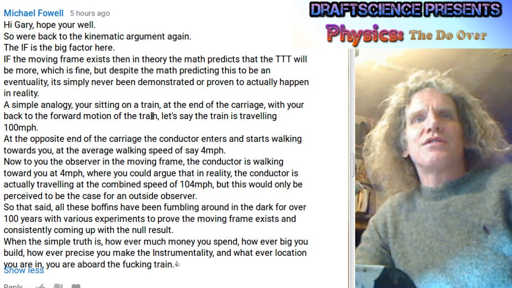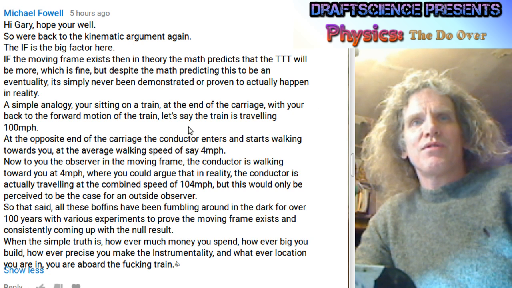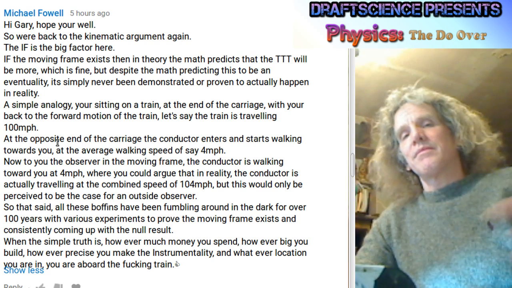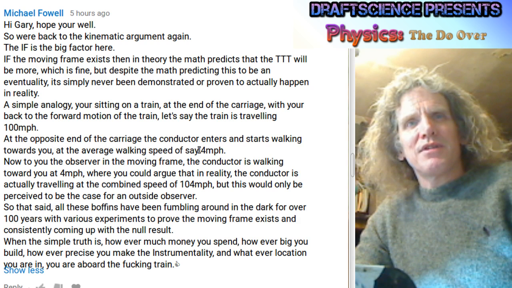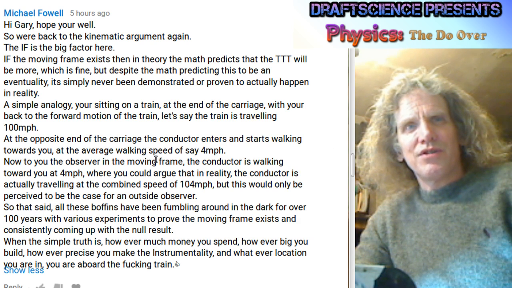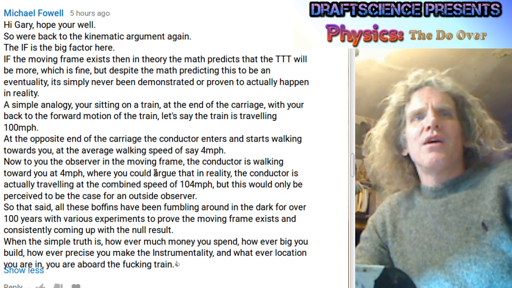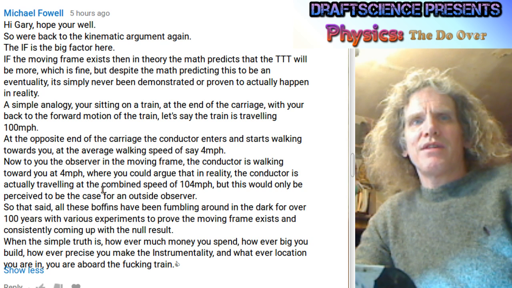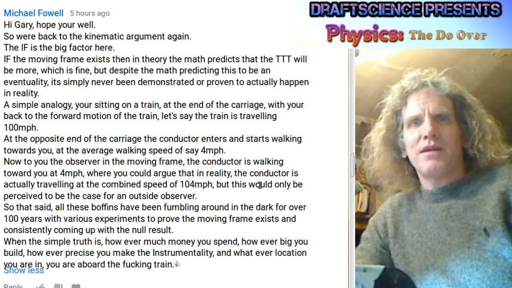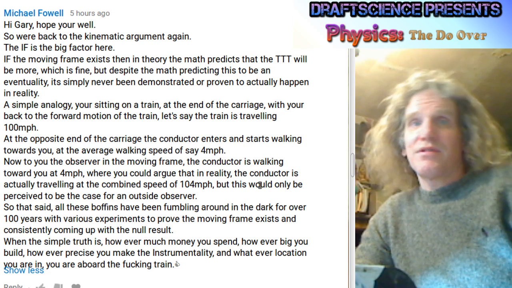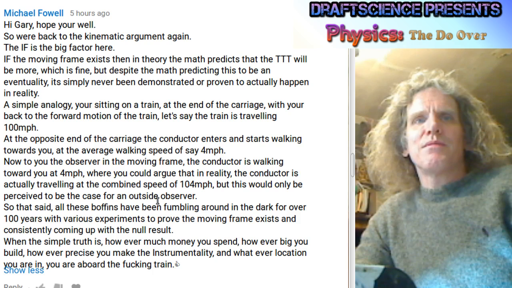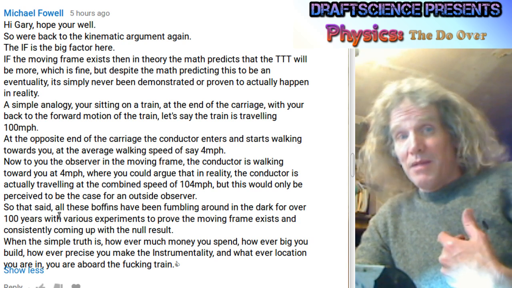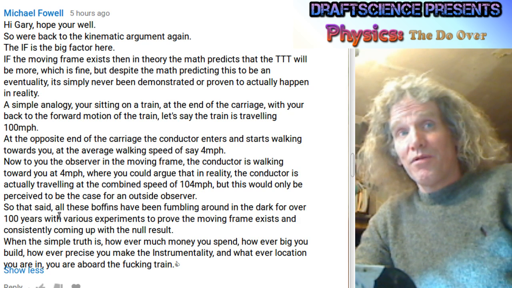All right. A simple analogy, you're sitting on a train at the end of a carriage with your back towards the motion of the train. Let's say the train is traveling 100 miles an hour. My back towards the motion, so that the train's going the opposite way I am. At the opposite end of the carriage, the conductor enters and starts walking towards you at the average walking speed of, say, 4 miles per hour. Now, you're the observer in the moving frame. The conductor is walking towards you at 4 miles an hour, where you could argue that in reality the conductor is actually traveling at the combined speed of 104 miles an hour. Right, but you're moving 100 miles an hour, so it's still only 4 miles difference. But this would only be perceived to be a case for an outside observer. Right, and the outside observer is still going to see me moving 100 miles an hour too, so it's still only going to be a 4 mile an hour difference.